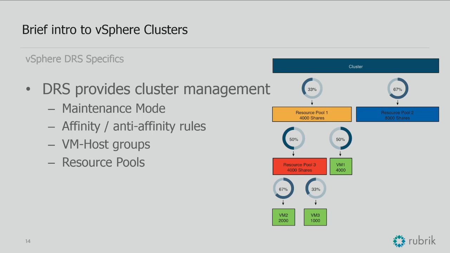Affinity rules allow you to separate virtual machines from each other or have virtual machines sitting on the same host for whatever reason. There are different types of affinity rules. There is also the VM host affinity rule. So you can specify which group of virtual machines need to run on a specific set of hosts. That could be, for instance, for licensing purposes.